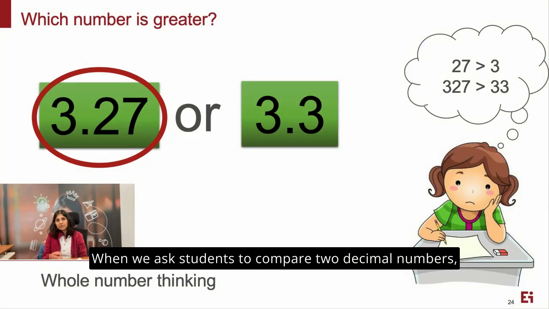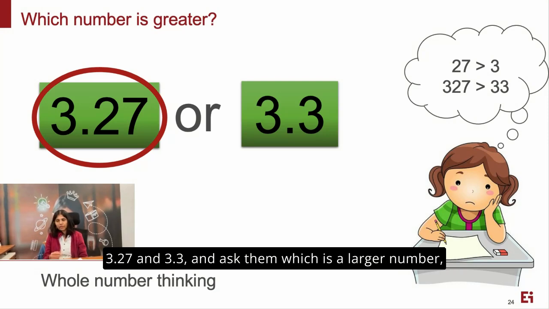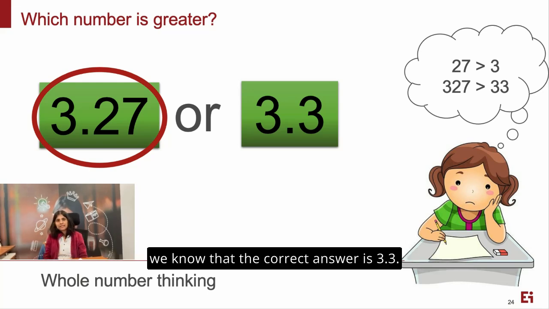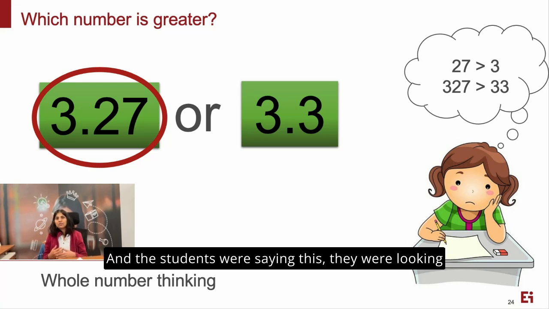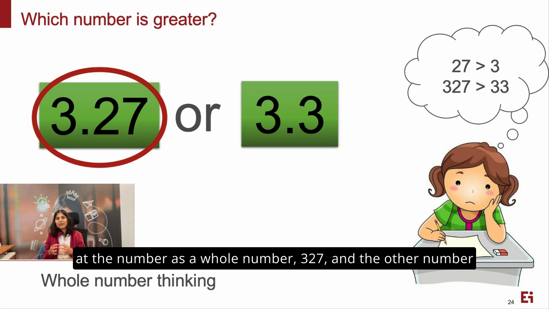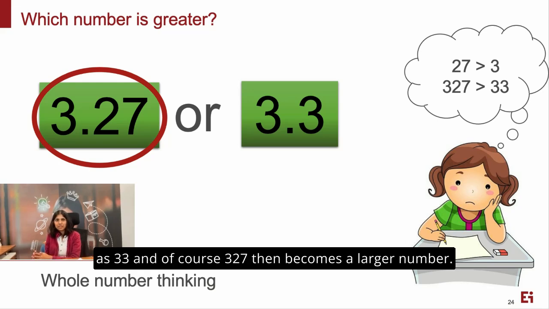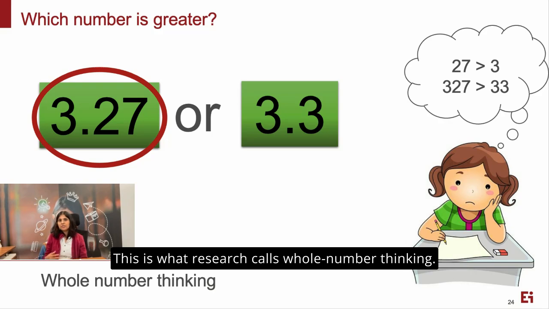So when we ask students to compare two decimal numbers, 3.27 and 3.3, and ask them which is the larger number, we know that the correct answer is 3.3, but there were students who said 3.27 is the larger number. When students were saying this, they were looking at the number as a whole number, 327, and the other number as 33. And of course, 327 then becomes a larger number. Now, this is what research calls whole number thinking.